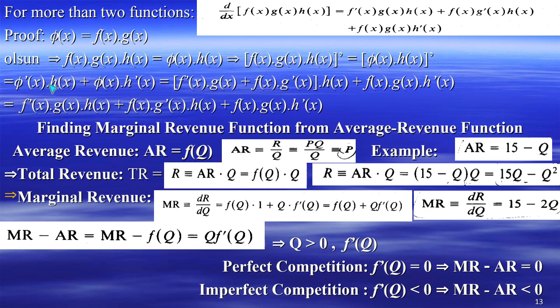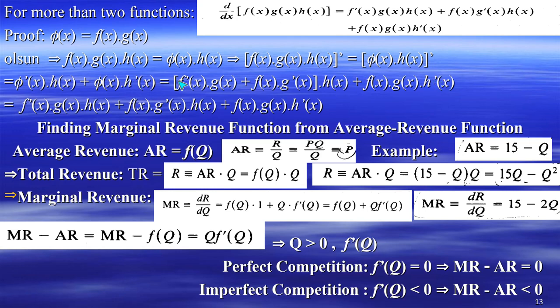This is equal to phi prime of x times h of x plus phi of x times h prime of x. I just used the formula. But what is phi prime of x? It is the derivative of f of x times g of x. I know that this is f prime of x times g of x plus f of x times g prime of x. And I will multiply this by h of x. Plus phi of x is f of x times g of x multiplied by h prime of x.